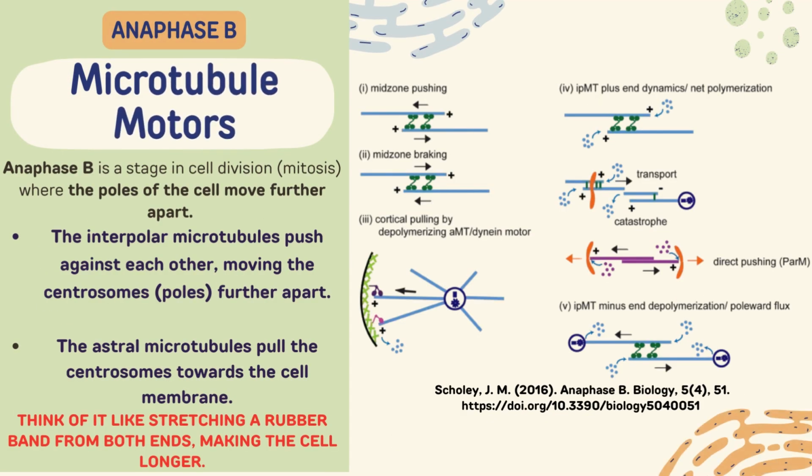While on the other hand, anaphase B is a stage in cell division where the poles of the cell move further apart. So interpolar microtubules push against each other, moving the centrosome pole further apart, while axial microtubules pull the centrosome toward the membrane. So another analogy would be to think of it like a stretching of a rubber band from both ends, making the cell longer.